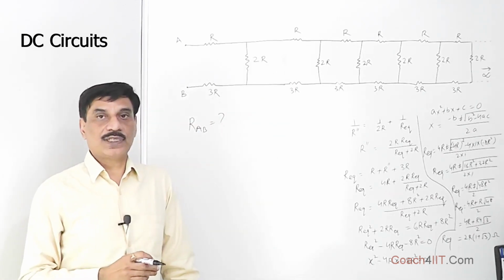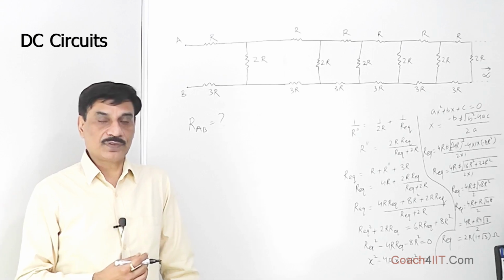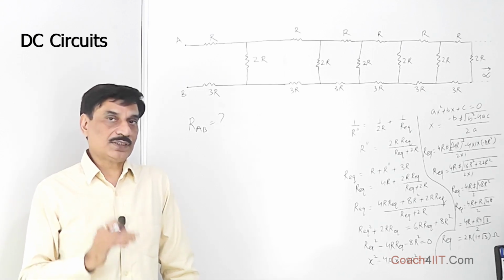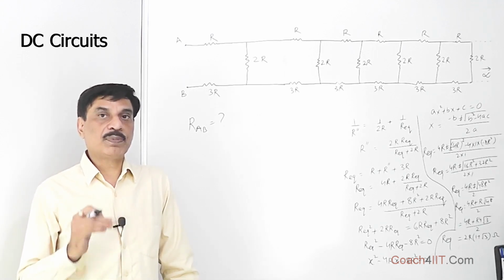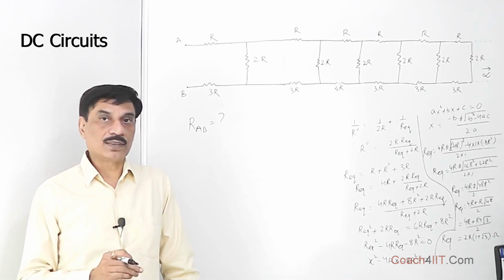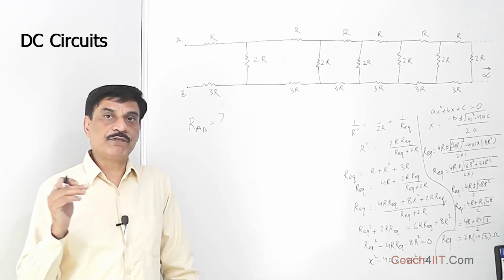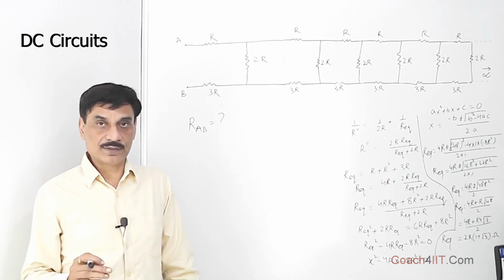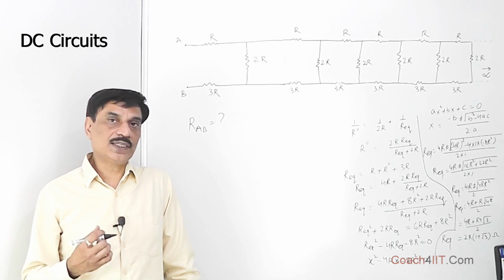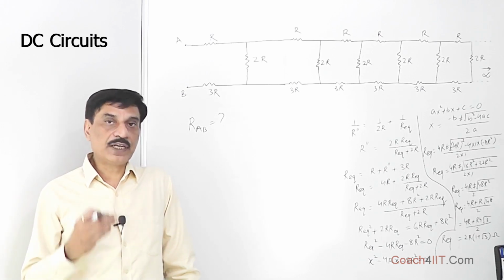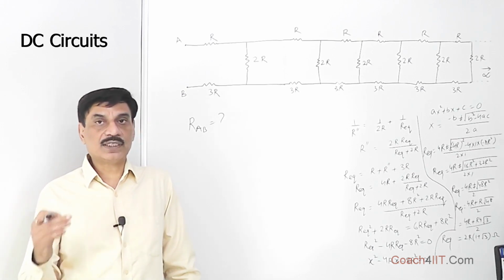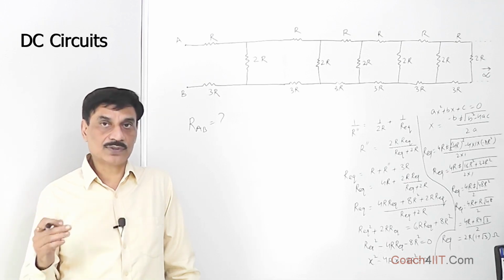Whenever we have questions like this, of an infinite arrangement of resistances, the first approach is to look for the repeating units. That is number one. And the second thing to understand is infinity plus 1 is infinity, infinity minus something is also infinity. Now what do we mean by these things, when we say look out for a repeating unit, and infinity plus something is infinity and infinity minus something is also infinity?